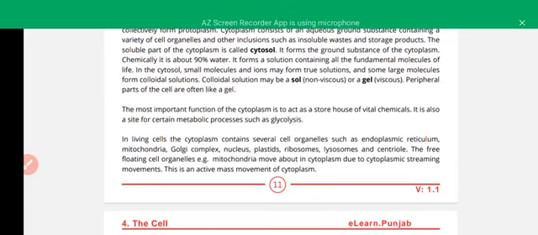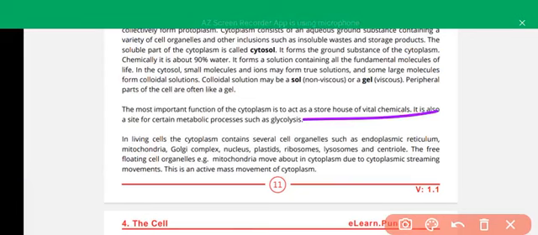The most important function of the cytoplasm is that it is a storehouse of various chemicals. It is a site of metabolic processes like glycolysis. We have already studied in bioenergetics that the glycolysis part of cell respiration takes place in the cytosol, and the other part of cellular respiration takes place in the mitochondria. In living cells, the cytoplasm contains several cell organelles. What type of organelles are held by the cytoplasm? All types of cell organelles, including the nucleus, are held by the cytoplasm.